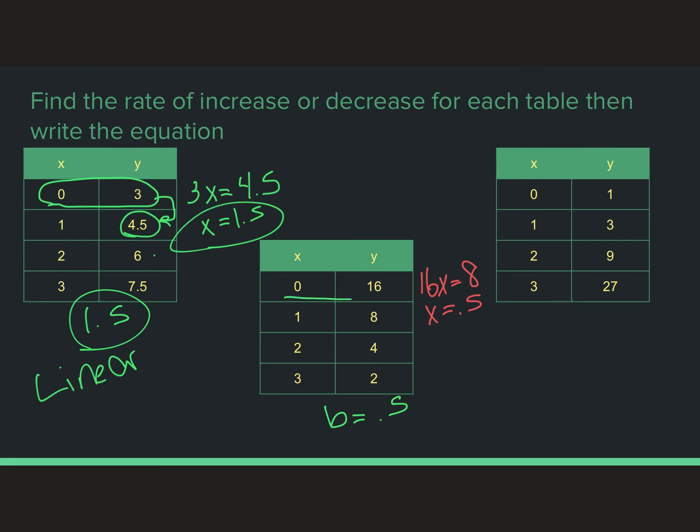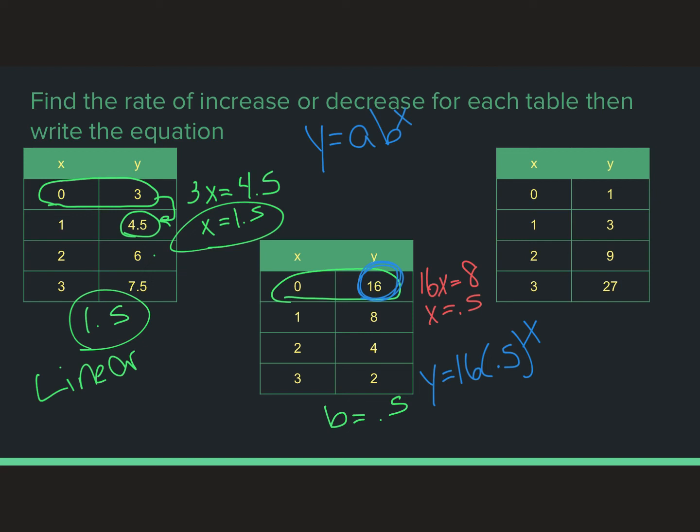And I can see my starting point right here, so I can write this equation. Remember, it was y equals a times b to the x. I found b is 0.5. A is going to be this value right here. So this one is y equals 16 times 0.5 to the x power. Okay, so let's look at the next one.